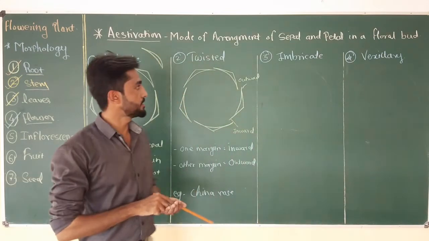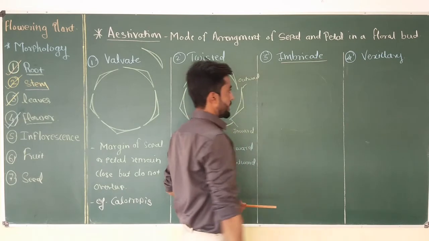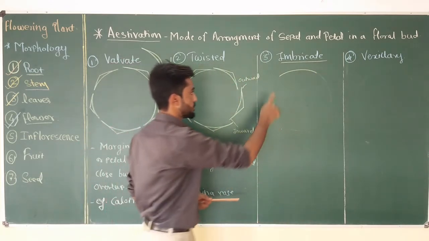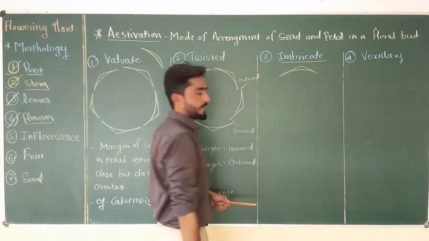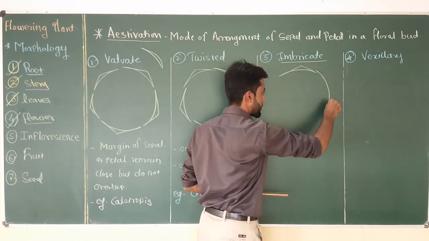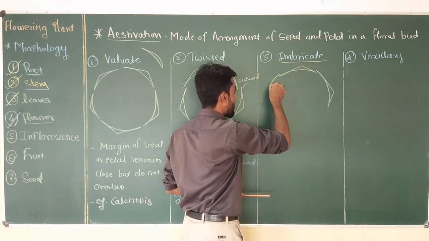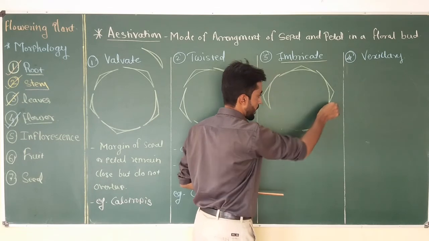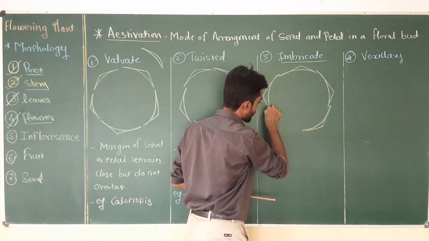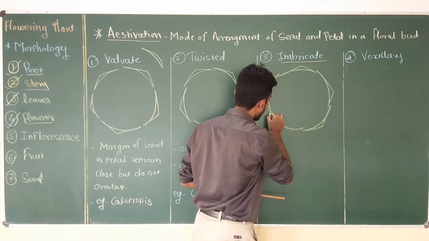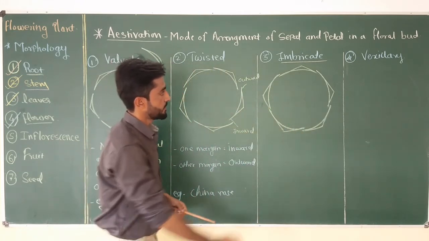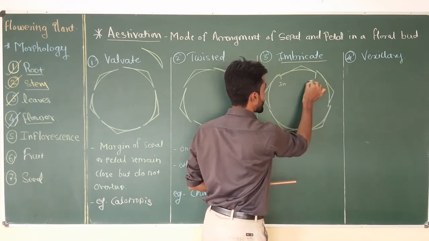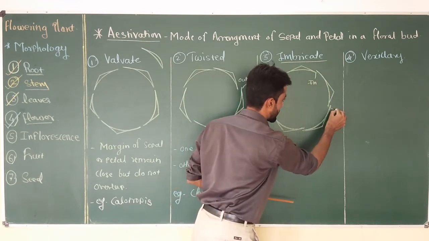Now the third type of aestivation is imbricate aestivation. In this type of aestivation, one sepal is completely inward, that means both margins of this sepal are inward. Then you can see here one of the sepals has both margins outward. So this type of arrangement is found in imbricate aestivation: one of the sepals shows both margins inward, while out of five, one sepal shows both margins outward.